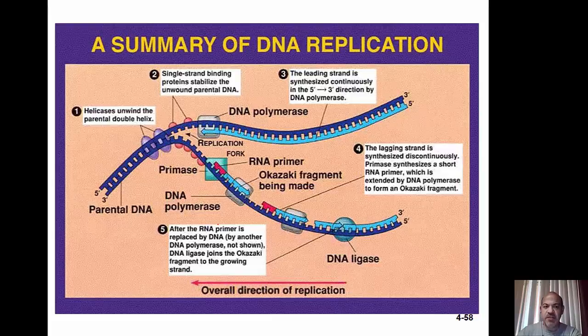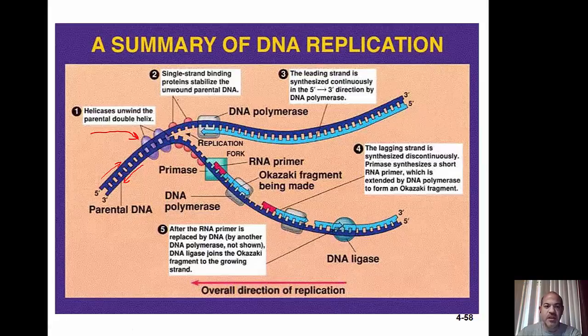So this diagram here summarizes the process. So here is your DNA helicase, which is unzipping the two strands. Recall that the two strands are anti-parallel. The strand on top is going in this direction, is going 5 prime to 3 prime. The other one is going in the opposite direction, so the other one is going 3 prime to 5 prime. Okay, so the DNA helicase will separate the two strands.